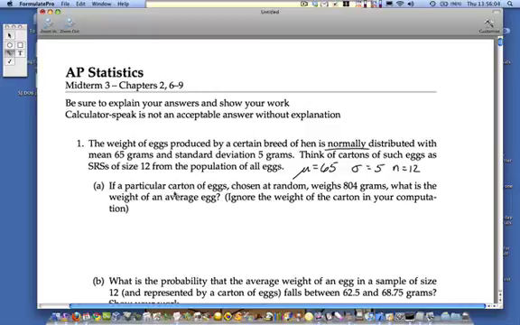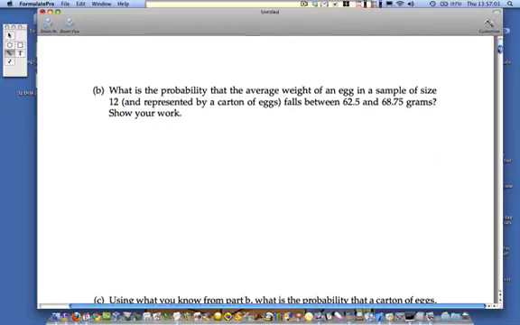So the first question: if a particular carton of eggs chosen at random weighs 804 grams, so that means the total of all the x's, the observations, the weights of the eggs, equals 804 grams, what's the weight of an average egg? And we don't want to deal with the carton. So the average egg, the sample mean, because we're taking a sample of size 12, is 804 divided by 12, which equals 67 grams. So the average egg weighs 67 grams if the carton weighs 804 grams. Okay, so now we move down a little bit, and this is where people get confused.